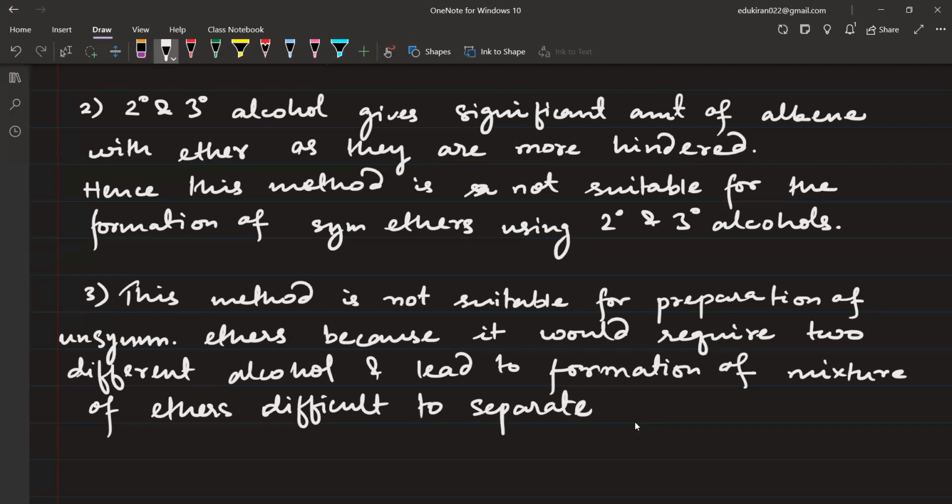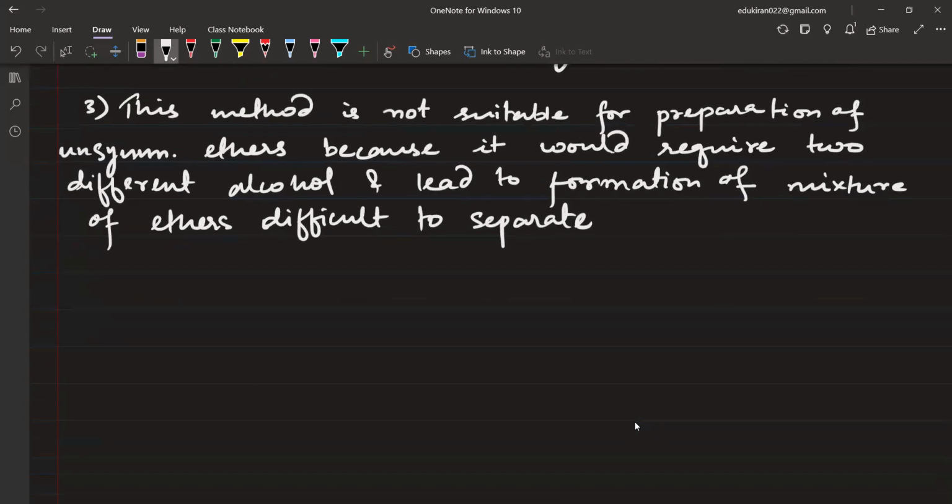So I hope you can easily understand the second point. 2 degree and 3 degree alcohols will obviously be more hindered, and that is why they will give a significant amount of alkene. Elimination is suitable when you have hindered molecules, when you have a hindered substrate. Let us understand the third point, why it is not suitable for the preparation of unsymmetrical ethers. An example of unsymmetrical ether will be 2 carbon atoms on one side of oxygen and 1 carbon atom on the other side of oxygen, like this.